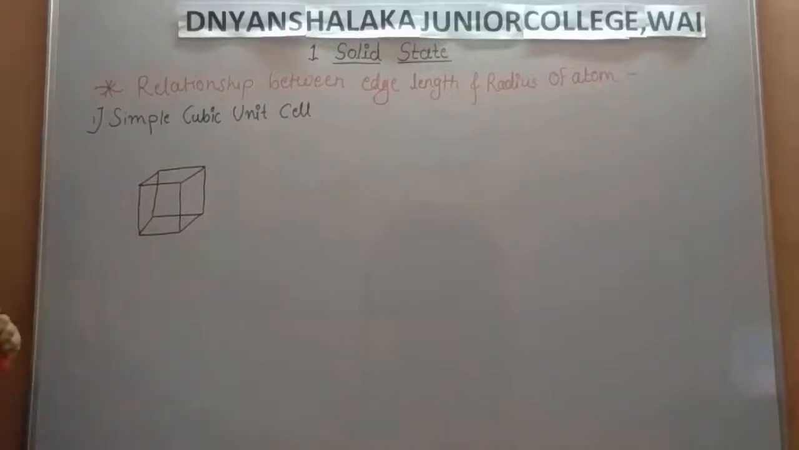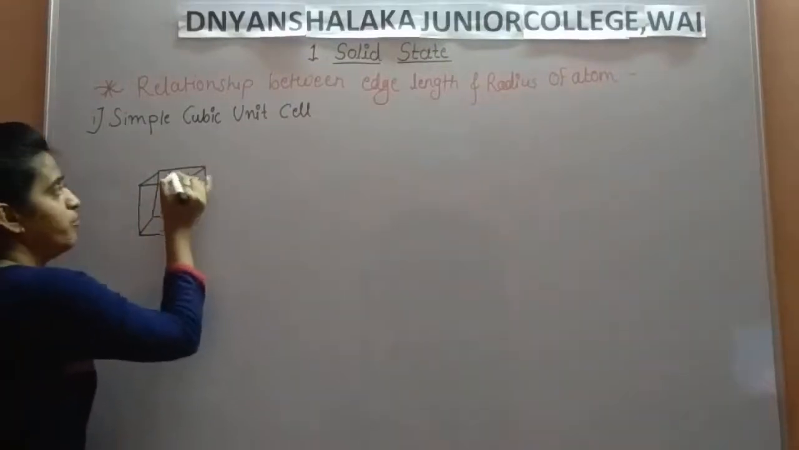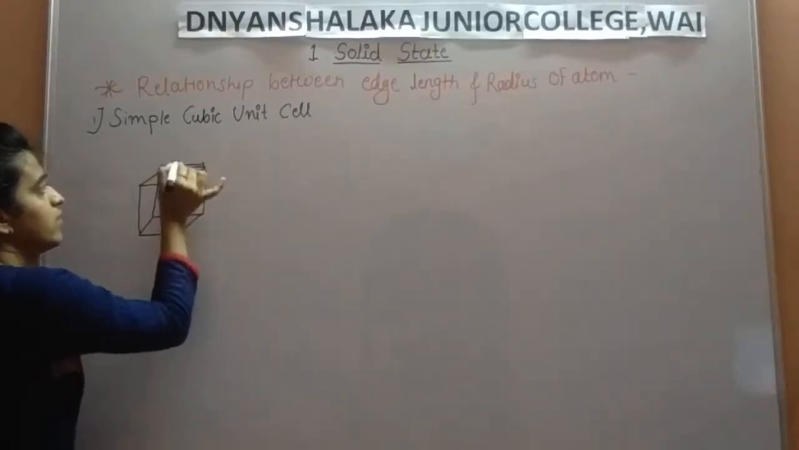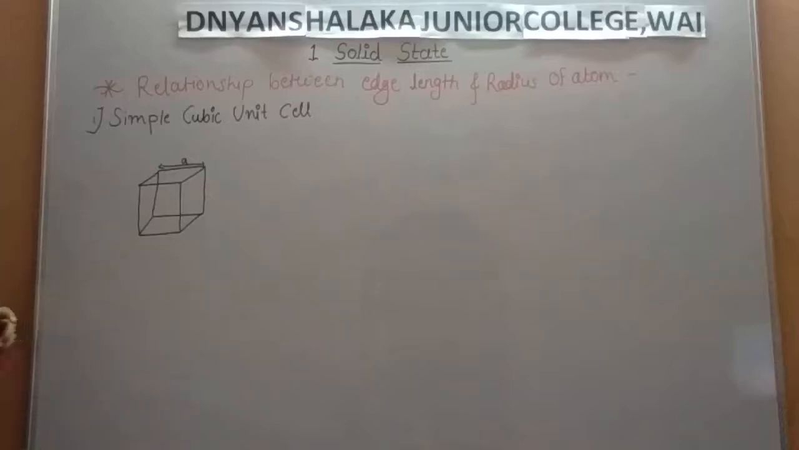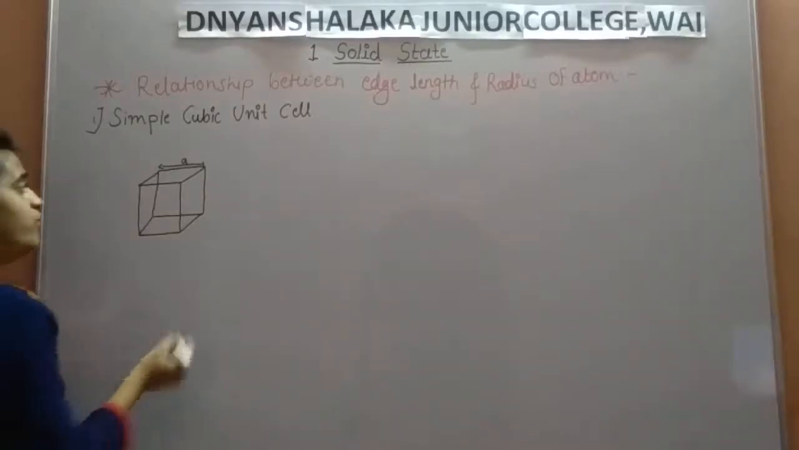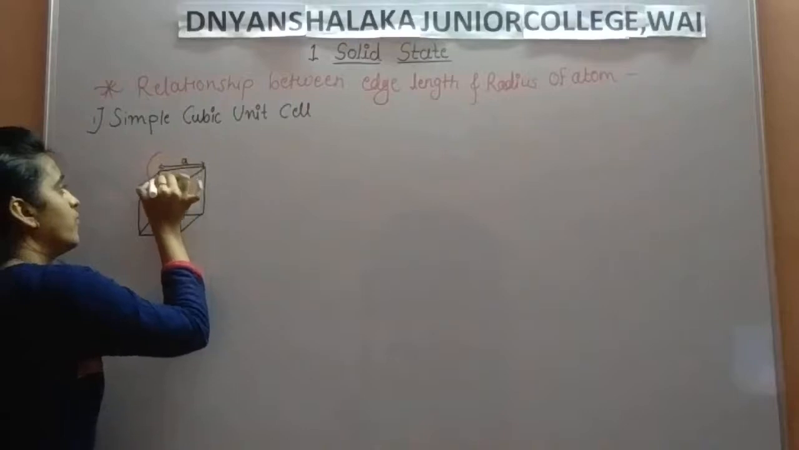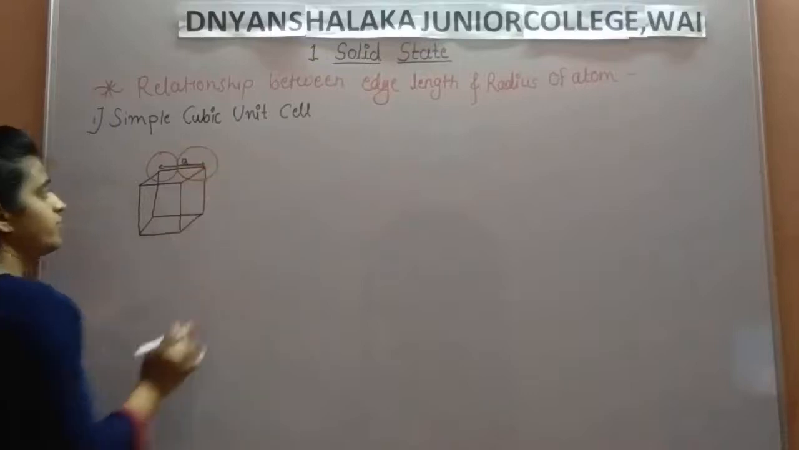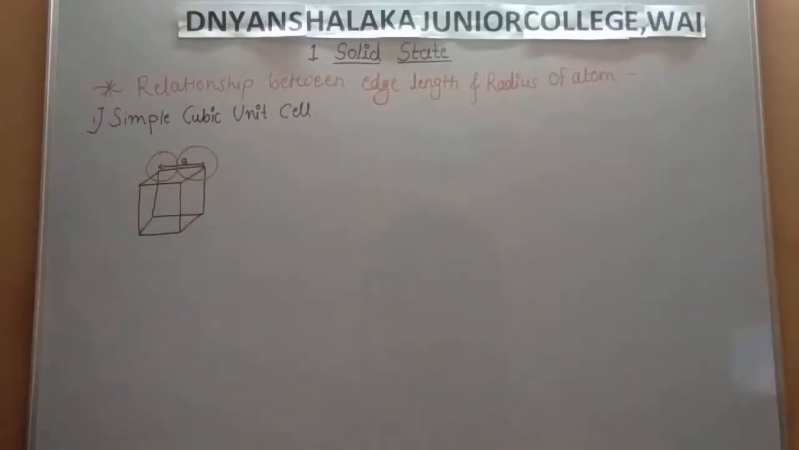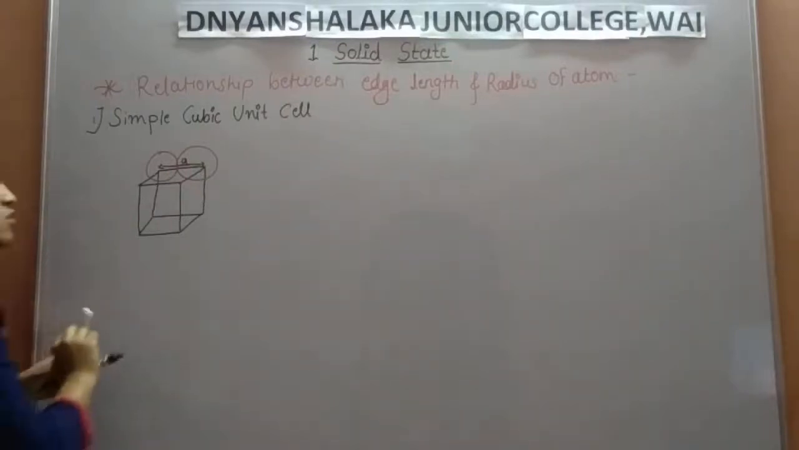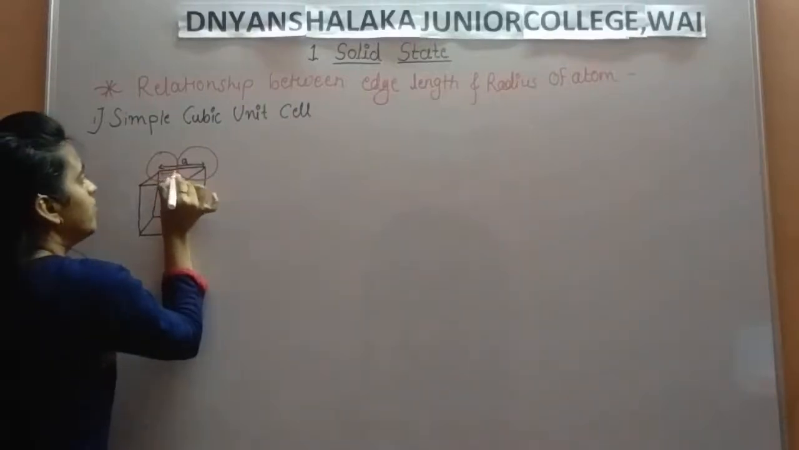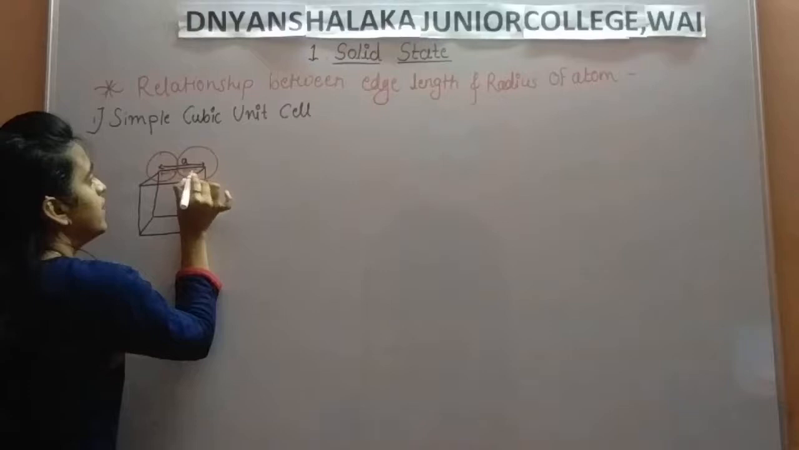So in this crystal, the upper side edge length we consider as A, an upper side of a cube of edge length A. Two spheres are joined to each other by strong intermolecular force of attraction. This is the first sphere of radius R1 and this is the second sphere of radius R2.